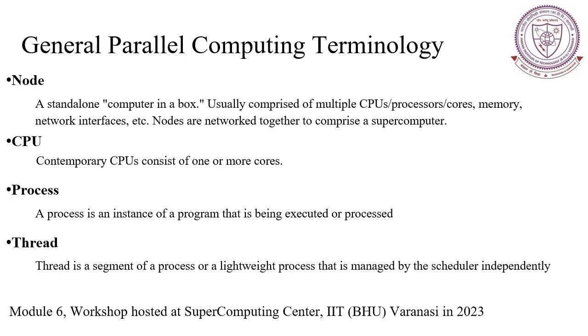Now see what a process is. A process is an instance of a program that is being executed or processed. Thread. A thread is a segment of a process, or it is called a lightweight process, that is managed by the scheduler independently.